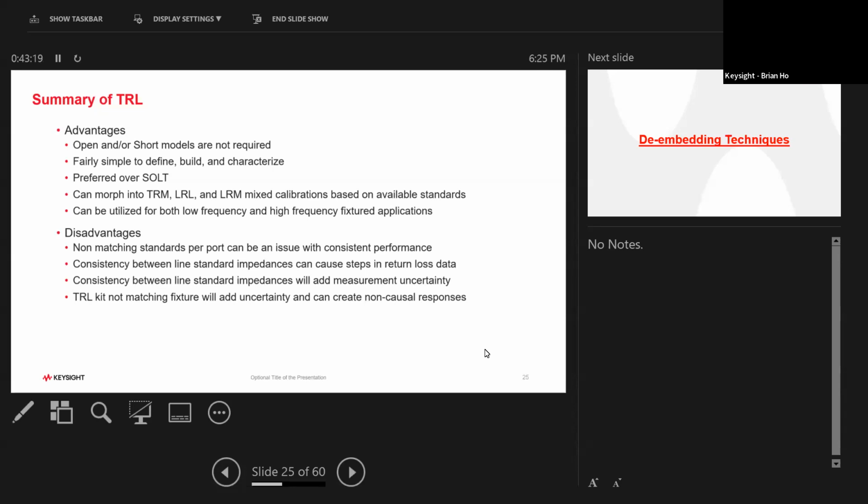One of the disadvantages is that non-matching standards per port can be an issue with consistent performance. And inconsistency between line standard impedance can cause steps in return loss data. Inconsistency between line standards will add measurement uncertainty, and a TRL kit not matching the fixture will add uncertainty. So it's important to have a really matched circuit. A lot of times it's also recommended to build this on a similar board to what you made the fixtures on, so that it can be similar.